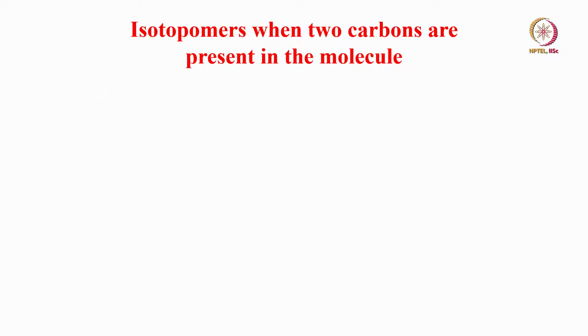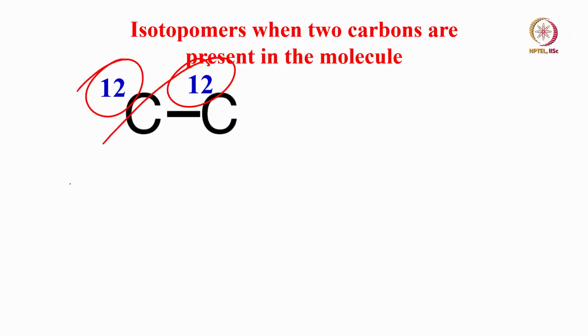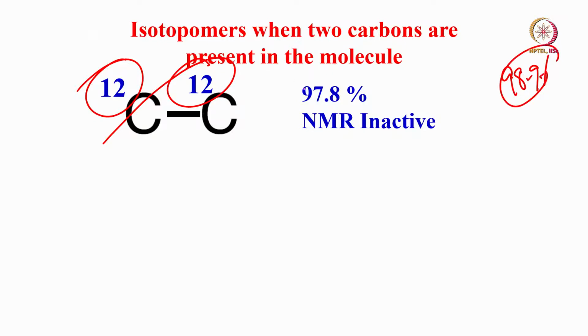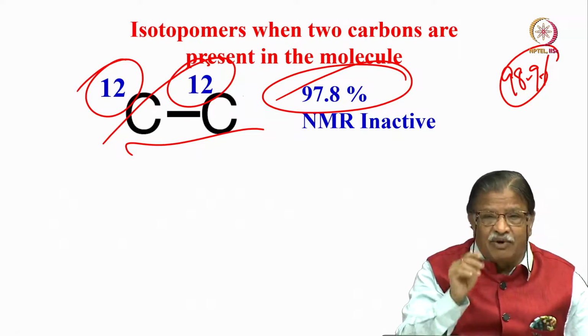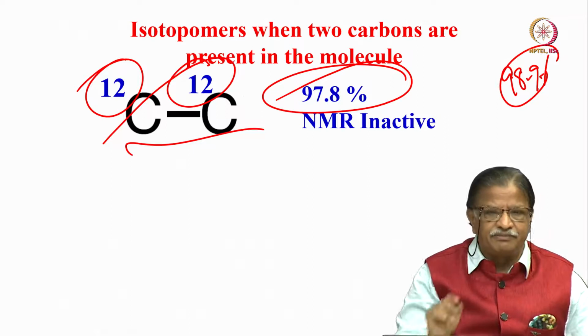So now what happens if I have a molecule with 2 carbons present? Let us consider what will happen. I consider a hypothetical molecule. 2 carbons are present. I have not completed the structure of the molecule. Don't worry. Now there is a possibility both carbons can be carbon 12. That is 98.9% present. So if you take the factor multiplication, 97.8% of the molecules are this one. That means the majority of the molecules you are observing are NMR inactive.